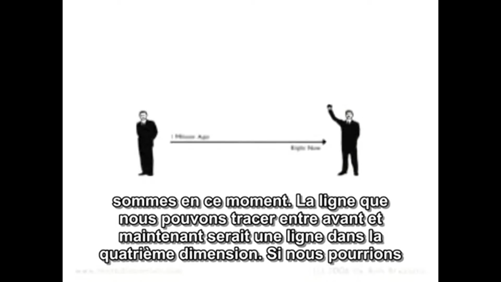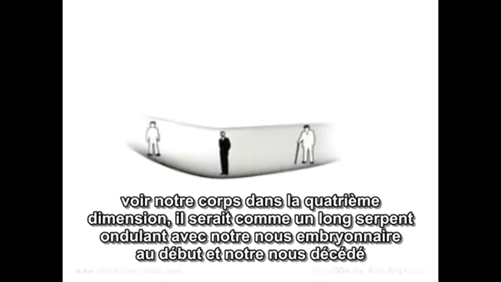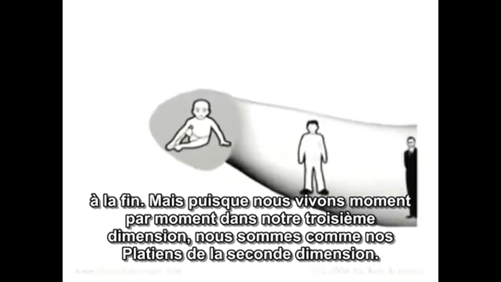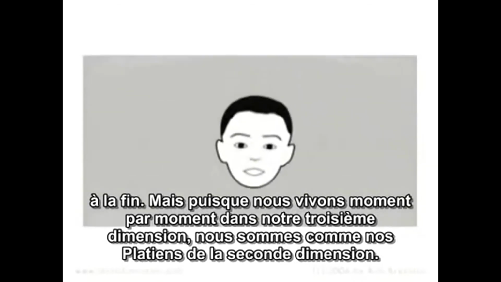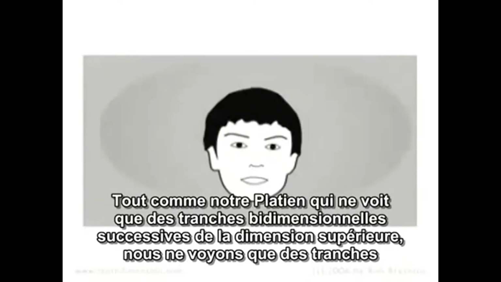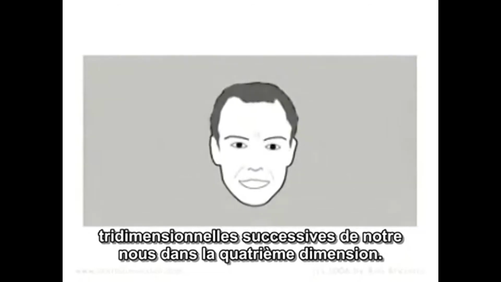If you were to see your body in the fourth dimension, you'd be like a long undulating snake, with your embryonic self at one end and your deceased self at the other. But because we live from moment to moment in the third dimension, we're like our second-dimensional flatlanders. Just like that flatlander who can only see 2-dimensional cross-sections of objects from the dimension above, we, as 3-dimensional creatures, can only see 3-dimensional cross-sections of our fourth-dimensional self.